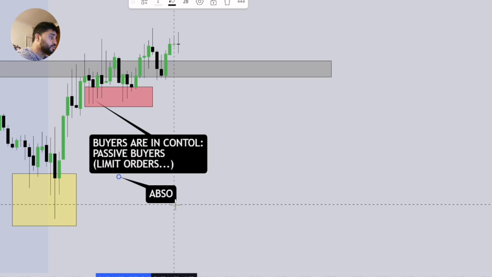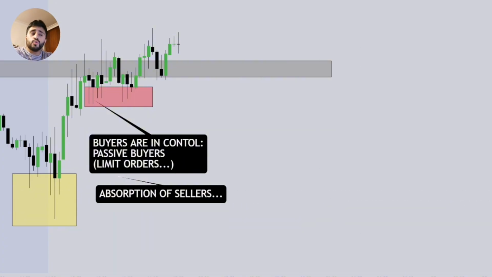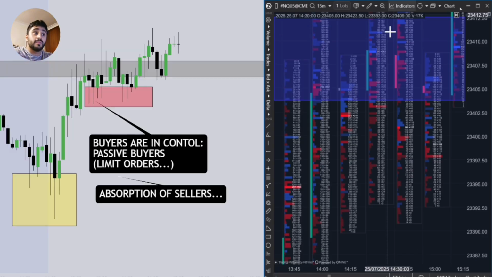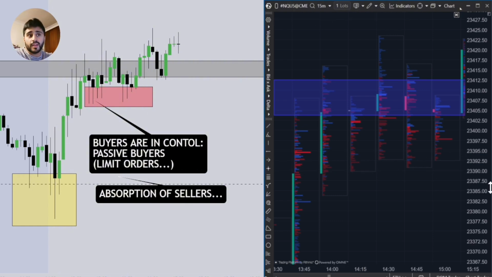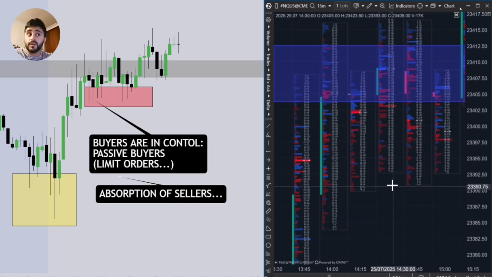So this is what we call an absorption, right? Absorption of sellers. What does that mean? An absorption of sellers simply means that sellers are not in control. They're aggressive, but they're being absorbed, right? They're hitting what we call a demand or a support. They're hitting a support area over here, right? Price is bouncing off, right?